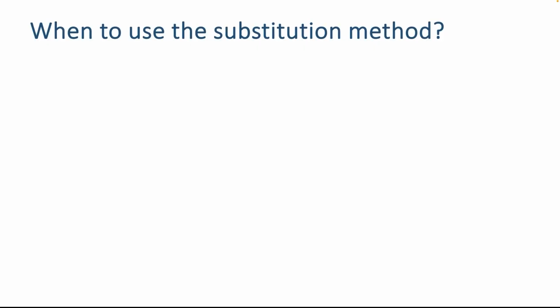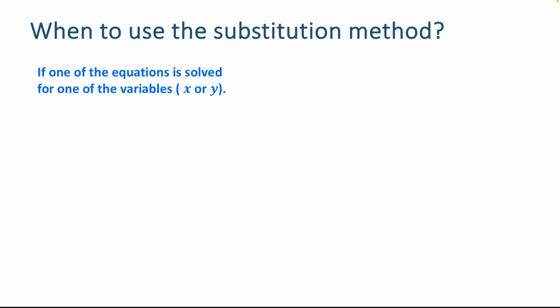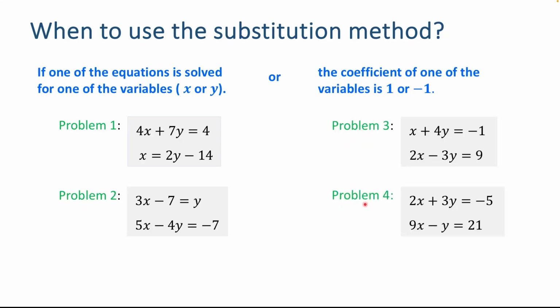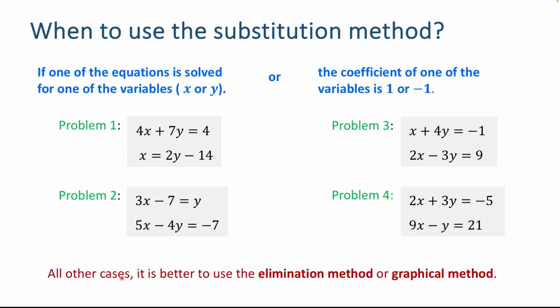Now you may have a question. When do I need to use the substitution method? Use the substitution method if one of the equations is solved for one of the variables or the coefficient of one of the variables is 1 or negative 1. Problem 1 and problem 2 are of this type. Problem 3 and problem 4 are of this type. For all other cases, it is better to use the elimination method or the graphical method.